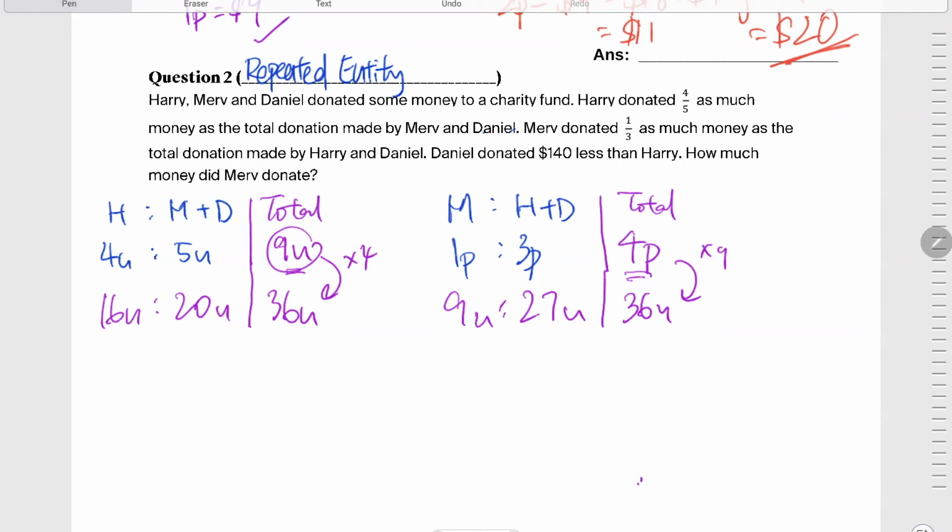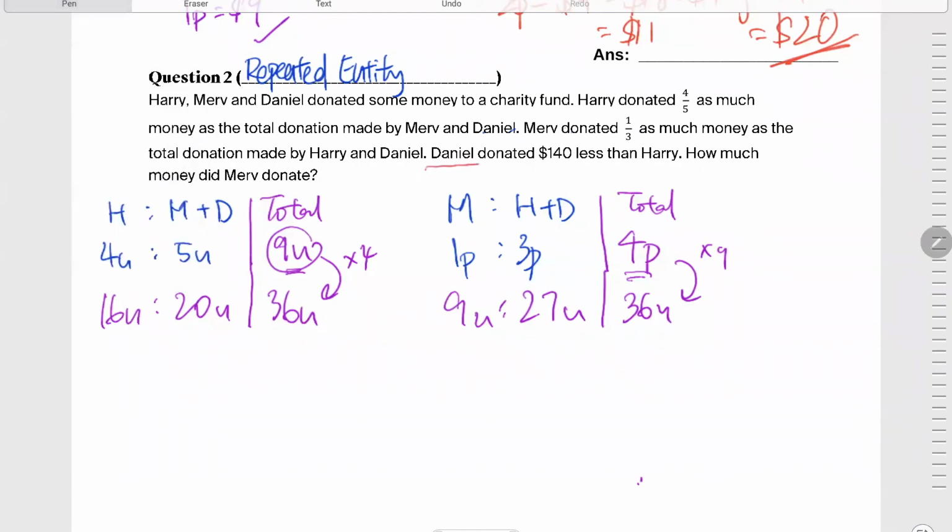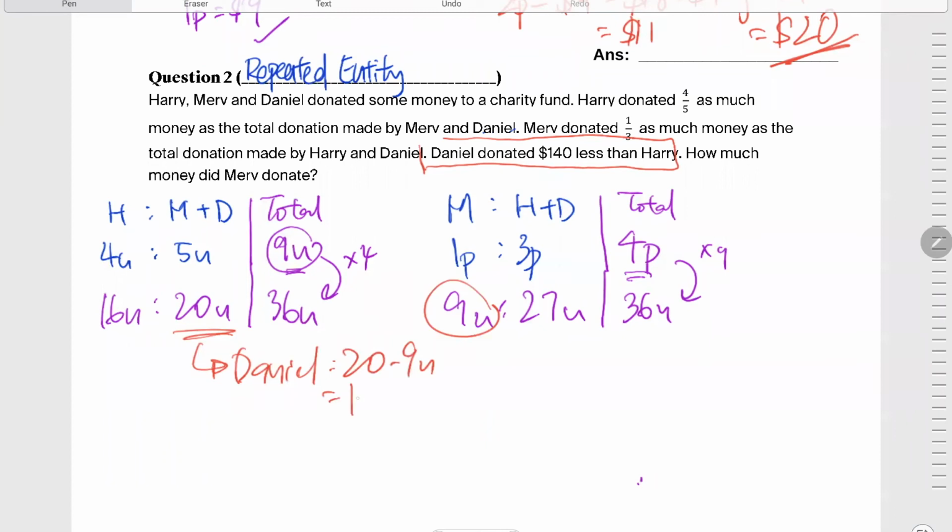You're only one step away. Why? Because the next piece of information here is that Daniel donated 140 less than Harry. So you know that Harry is 16U. But what is Daniel? Very easy. If Merv here is 9U, then Merv and Daniel is 20U. So Daniel would be 20 minus 9U, which equals 11U.